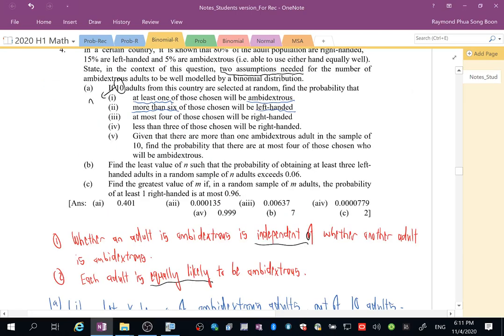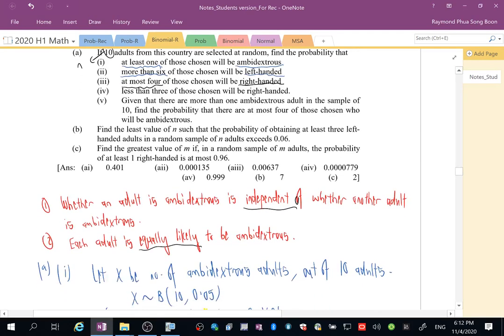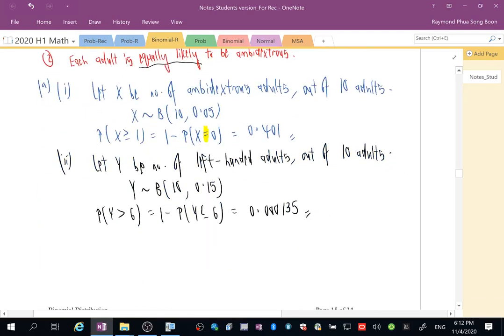Okay, let's look at part 3 now. In part 3, we want to find at most 4 will be right-handed. The random variable we are concerned with in part 3 is again different from part 2 and part 1. So we need to define a new random variable, because now we are concerned with the number of right-handed adults, which means that the value of P will be different compared to the previous parts.